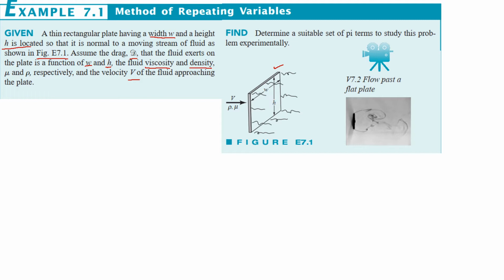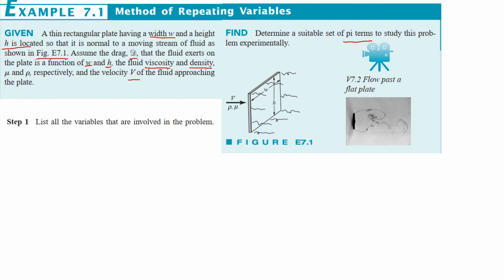So what we are required to do is to repeat the same 8 steps that we previously studied and determine our suitable pi terms. So this is our dimensional analysis problem, and here a plate is being placed across which the fluid passes, and the fluid is exerting a certain amount of drag force on this plate, and we are required to find the suitable pi terms. So let's move on and solve this step by step.